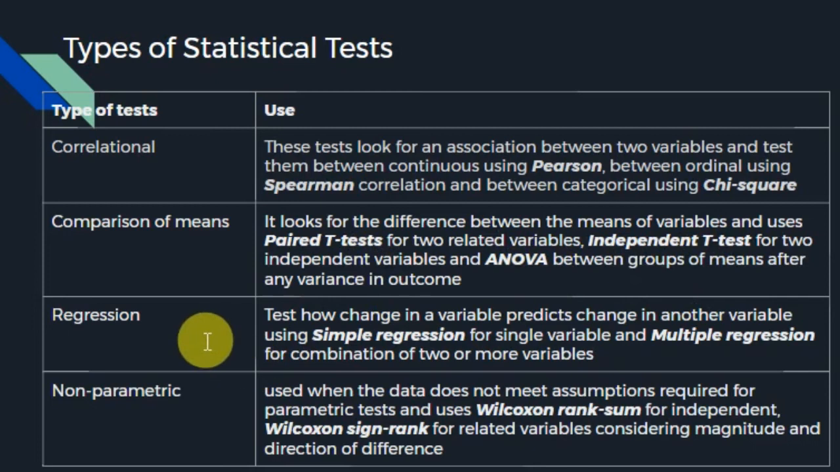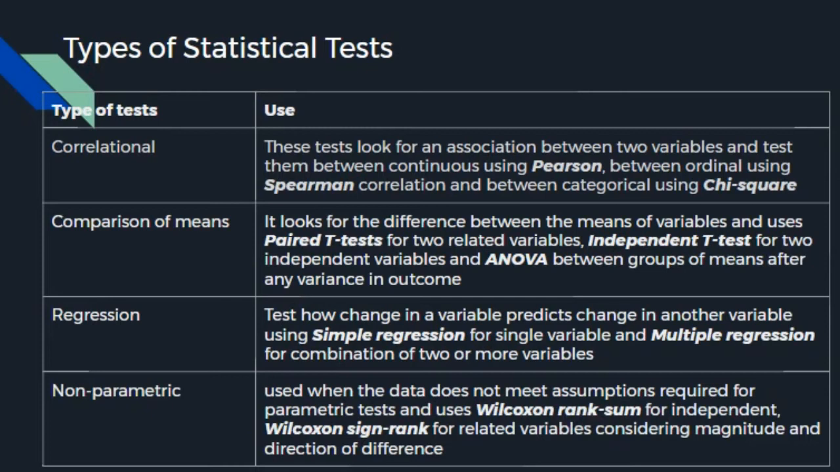We will be using the regression test to test how a change in one variable predicts the change in another variable, and for a single predictive variable we will be using simple regression. For more than 2 predictive variables we will be using multiple regression, and if the data doesn't meet our assumptions we will be using the non-parametric test. For independent variables we will be using the Wilcoxon rank sum test, and for related variables we will be using the Wilcoxon signed rank test.